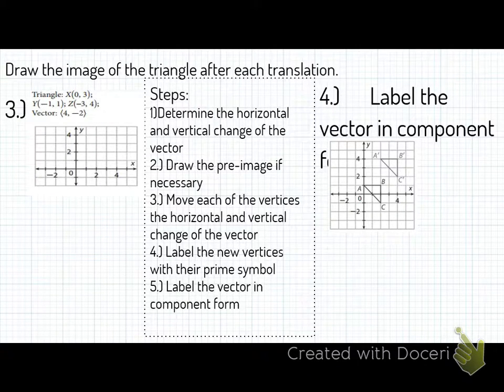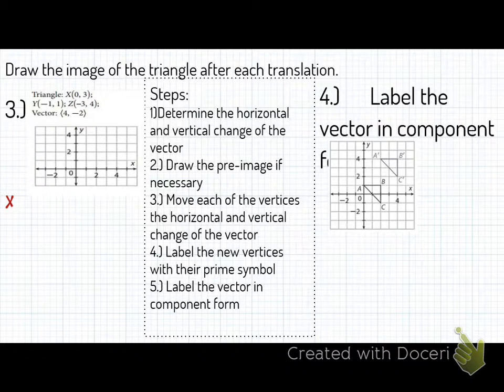Number 3 and 4. Okay, so number 3, we have a triangle X, Y, Z, and we have a vector. Looks a little small. I'll make it a little bigger. Look up here. We have 3 points. What I'd like you to do right now is everyone make an XY coordinate plane on your paper. Then we're going to start number 3. Okay?